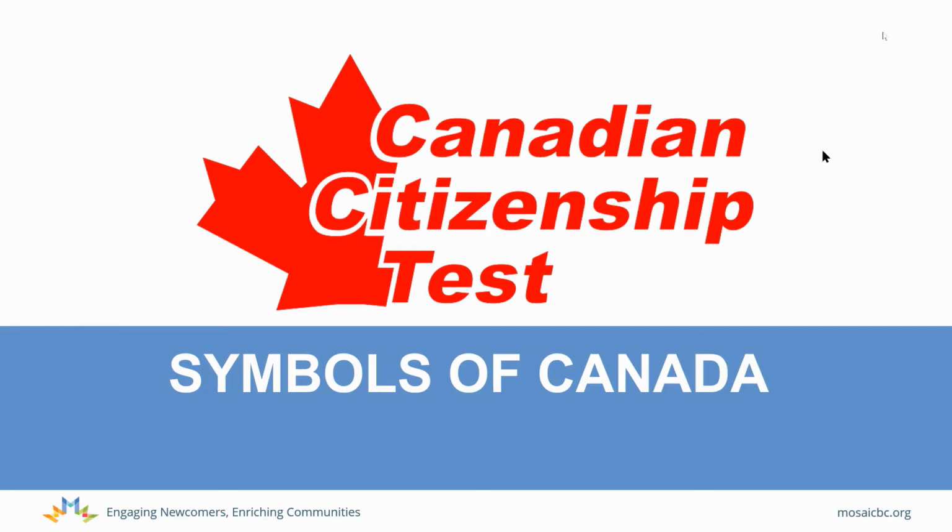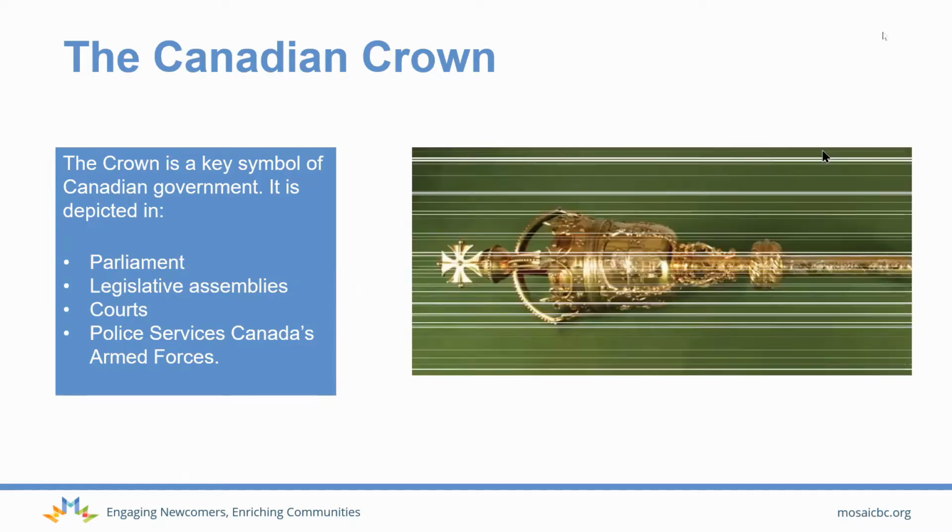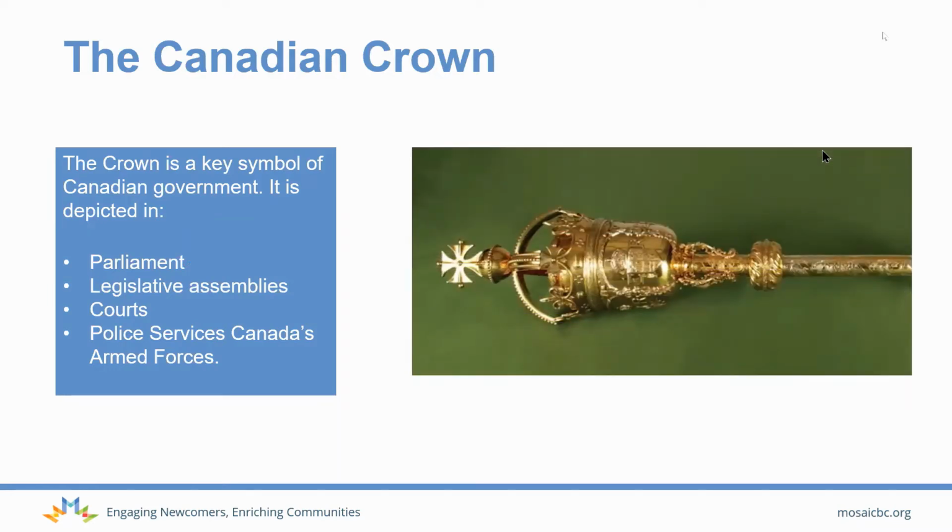So the symbols of Canada, there are quite a lot of symbols here. One of them is the Canadian crown. The Canadian crown is a key symbol of Canada's government, and you can see it on the Parliament, on the Legislative Assembly, on the courts, on the police services of Canada, and on the armed forces. I think it's on the papers and everything. I don't have much information about the Canadian crown. I don't know, Mustafa, if you have any more information regarding it, but it's one of the key symbols of Canada.